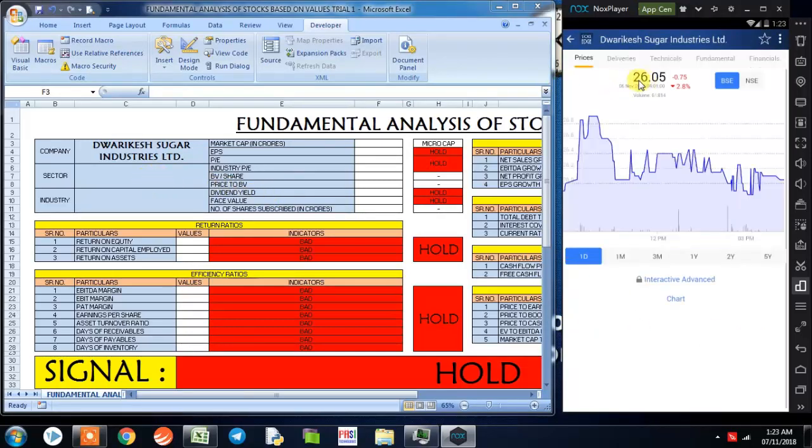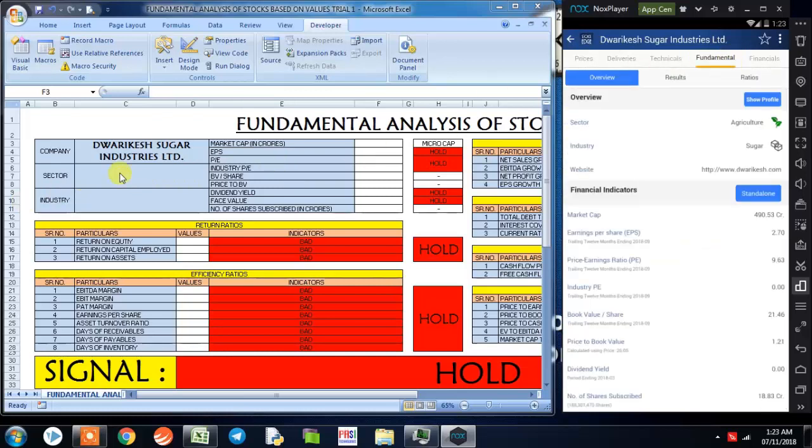We could see here the last traded price of Dwarikesh Sugar Industries Limited was 26.05 on 6th of November 2018. Now let's go to the Fundamental tab and understand about the sector, industry and the company. Sector is agriculture. Industry is sugar. Now let's understand about the company.